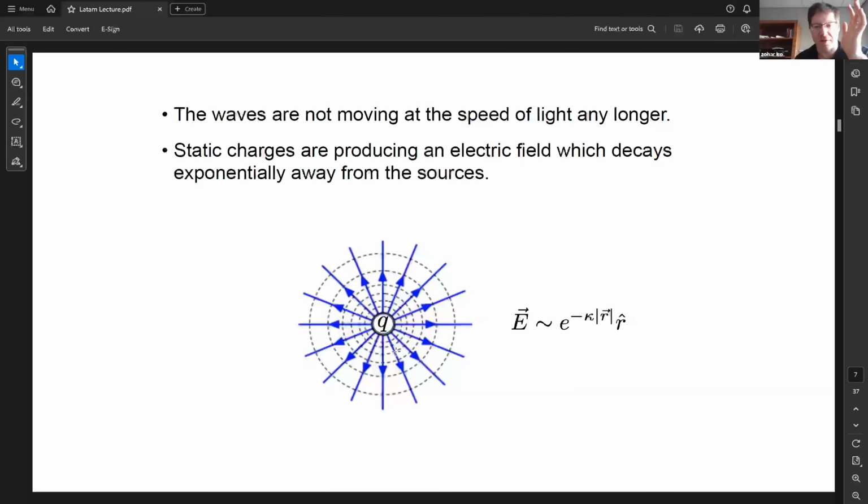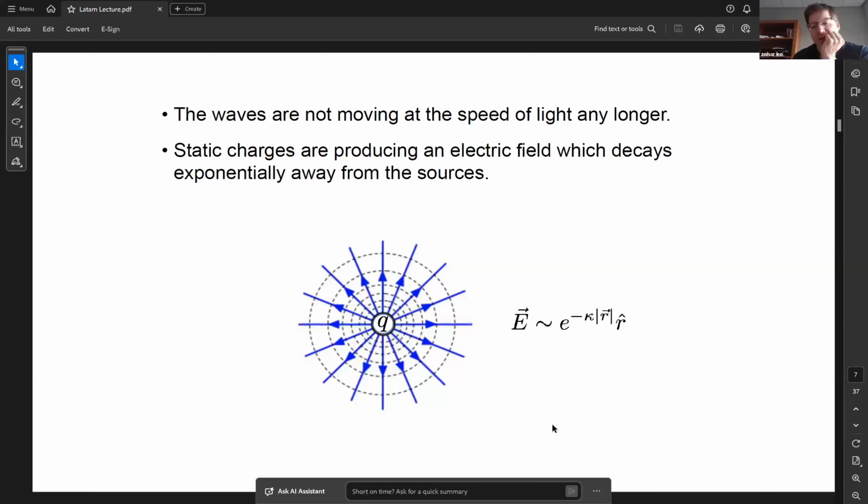I can write it in the chat. So they obey the dispersion relation omega squared equals p squared plus m squared. And m squared is going to be proportional to kappa squared. So it's just a classical field theory that has a massive particle. You don't need to quantize anything.